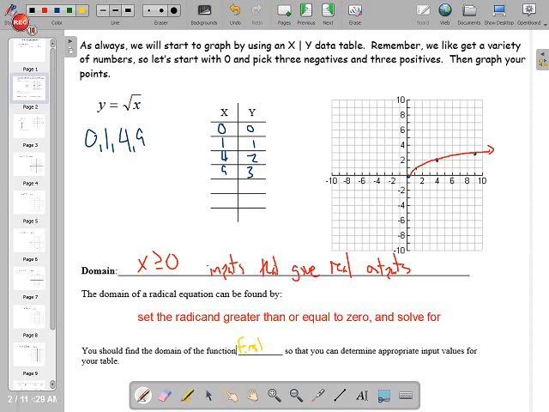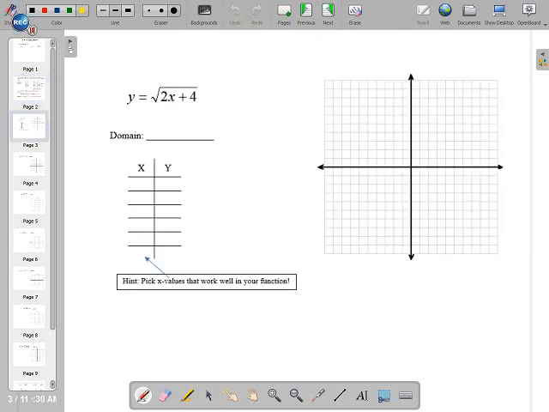The things you need to take from this parent function, the square root of x, are that we're trying to take the square root of those functions and define the domain. You should set the radicand, the part underneath the square root, greater than or equal to 0. So let's try a couple problems here.